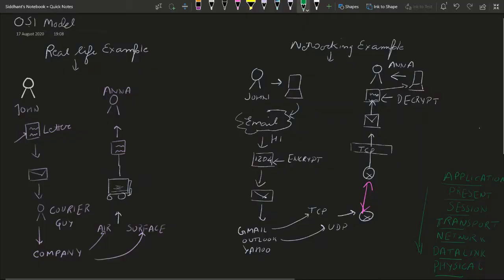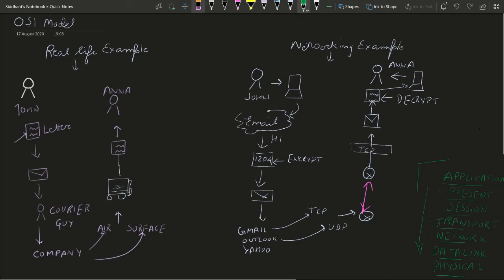So let's jump right into my laptop. Here you can see in the right corner I have all the 7 layers of the OSI model. First one is physical layer, second one is data link layer, third one is network layer, fourth one is transport layer, fifth one is session layer, then presentation layer, and then application layer.